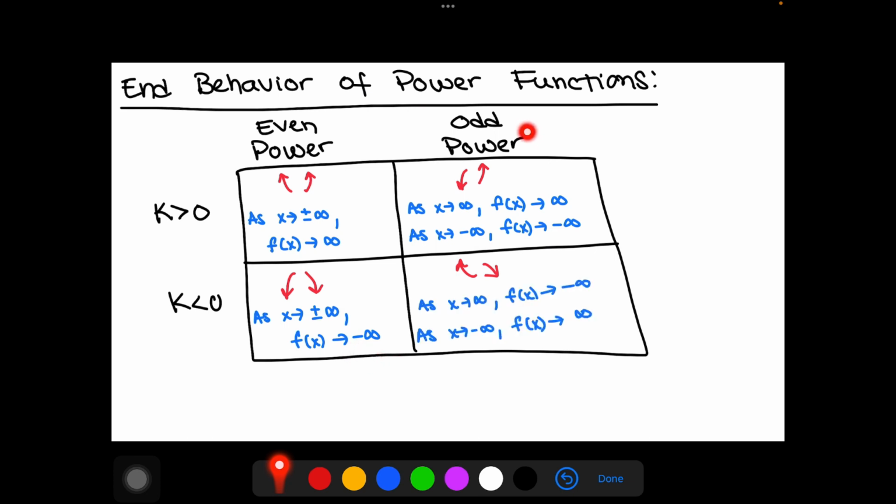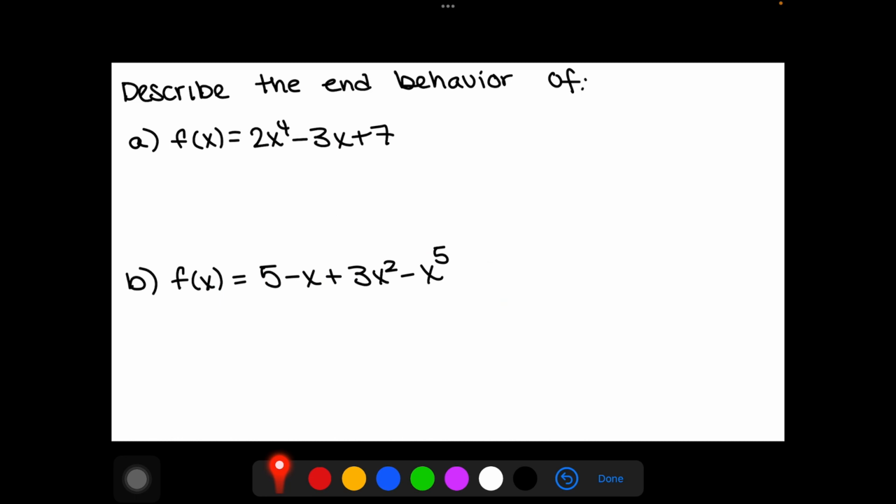And then finally, odd power, negative coefficient. As x goes to positive infinity, that means as we go to the right, the y values go down. F of x goes to negative infinity. As we go to the left, on the left side of the graph, as x goes to negative infinity, the y values go up, or f of x goes to positive infinity. So let's see how this works with some examples.